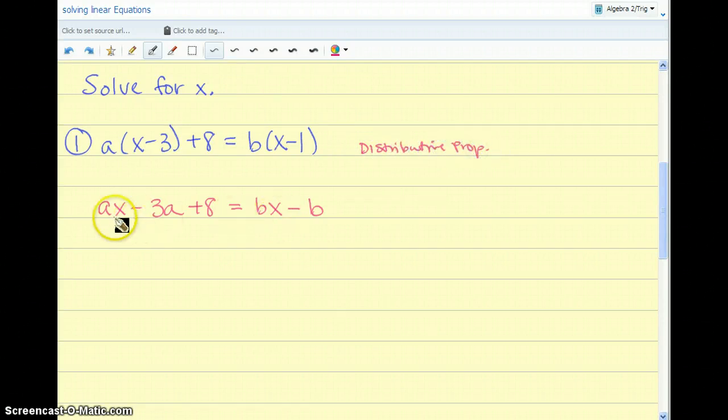Now we're going to move all the x's, and I'm going to choose to move them all to the left for this problem. So I'm going to subtract bx from both sides. You only subtract it from each side once. So now I have ax minus bx minus 3a plus 8 equals a negative b, because that was negative. I'm going to move the 3a and the 8 to the other side. So by doing that, I'm going to add 3a to both sides.